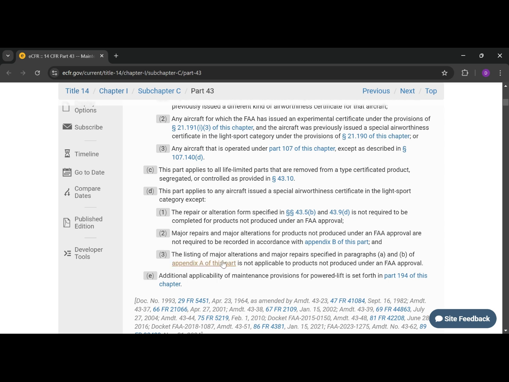The listing of major alterations and major repairs specified in paragraphs A and B of Appendix A of this part is not applicable to products not produced under an FAA approval. Additional applicability of maintenance provisions for powered lift is set forth in Part 194 of this chapter.